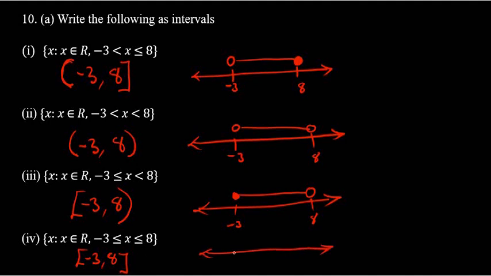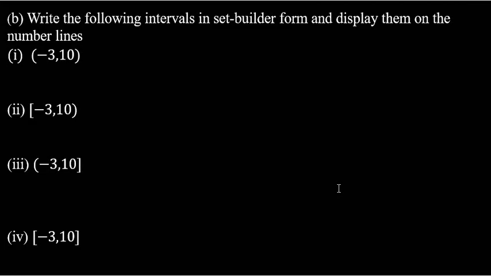How about this one? Still the same. This side is -3 and this side is 8. So here both of them are included, so meaning that you need to put full dots like that. So that's how we can represent this on the number line. Okay. Now let's also look at these ones.